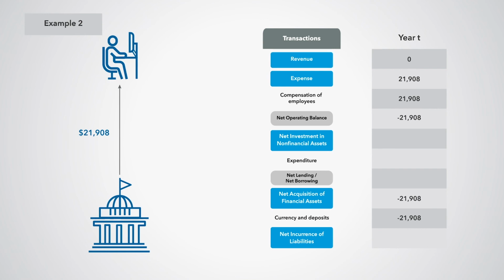As in the first example, the entries result in a change to the net lending, net borrowing, but this time it is a decrease of $21,908 because the net investment in non-financial assets and the net incurrence of liabilities are zero.